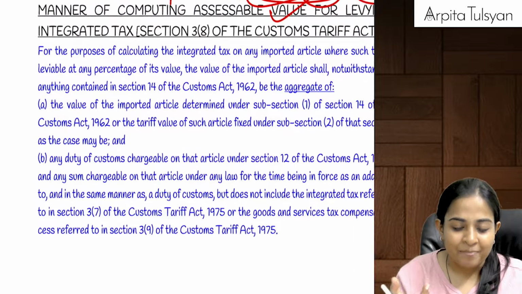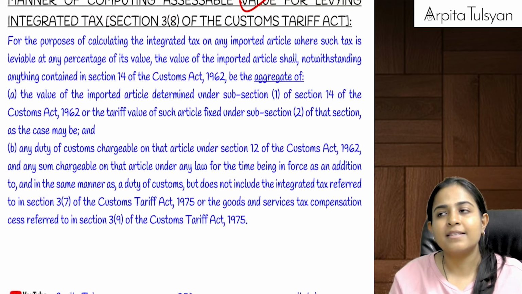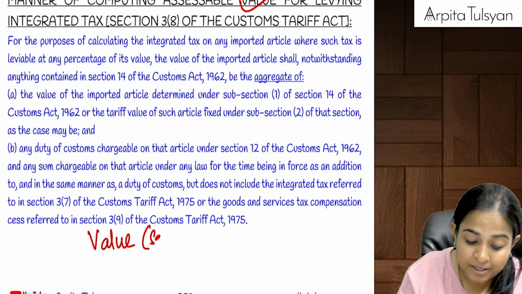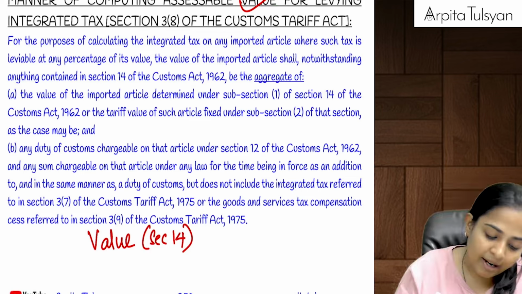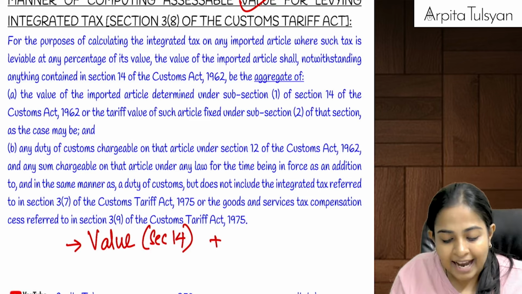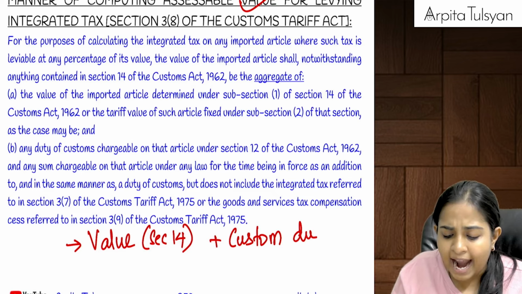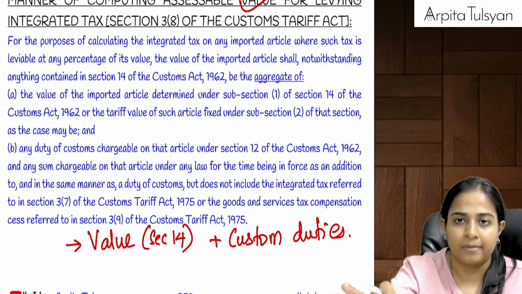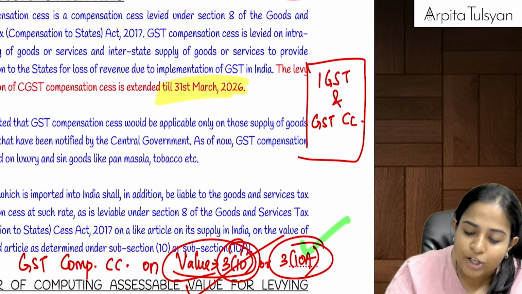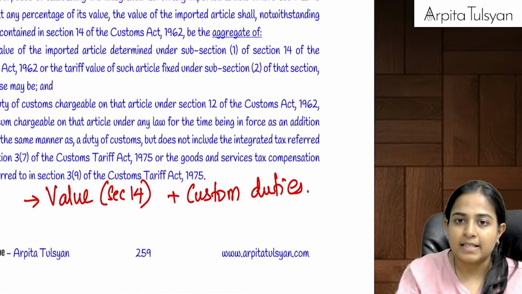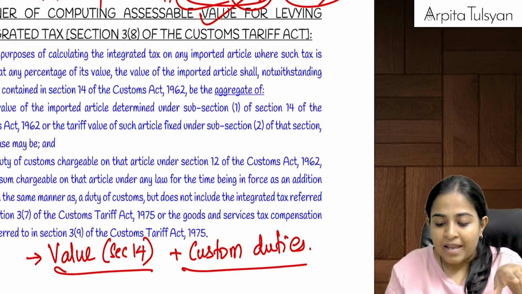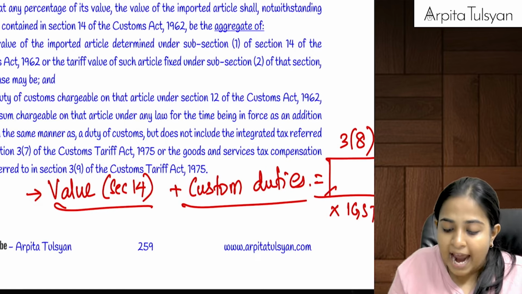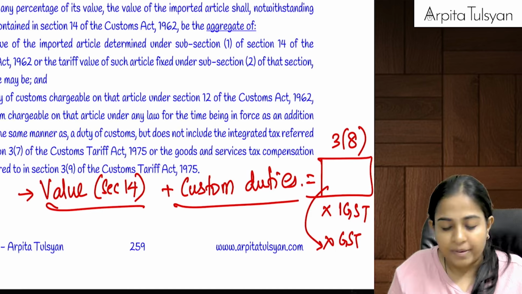Ma'am, but how to calculate? Now let's say the goods are not warehouse goods, meaning the goods were imported and directly cleared for home consumption. Then whatever is your customs value as per section 14, customs valuation, which we are yet to do, plus add all the customs duties. It can be basic customs duty, social welfare surcharge, any safeguard duty, protective duty, anything, except IGST and GST compensation cess. Value plus all the customs duty will be your value as per section 3.8. On this value calculate the IGST, and on the same value calculate the GST compensation cess.